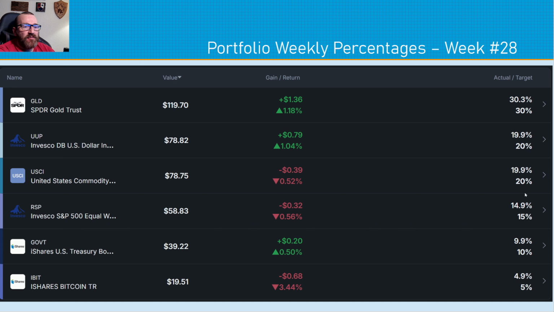We have our equities position at 15% with our RSP ETF. We have our government bonds position at 10% with our GOVT ETF. And we have our Bitcoin position at 5% with our IBIT ETF.